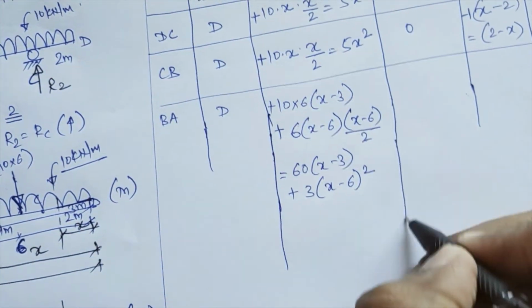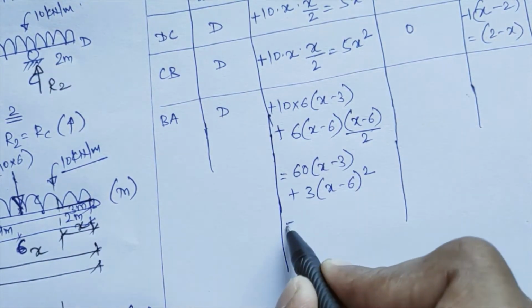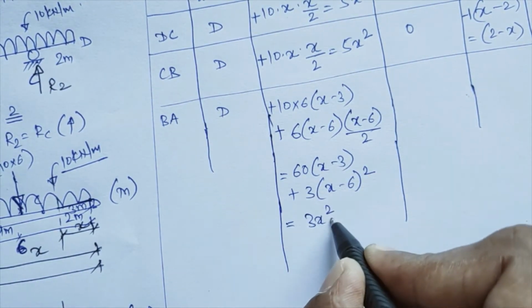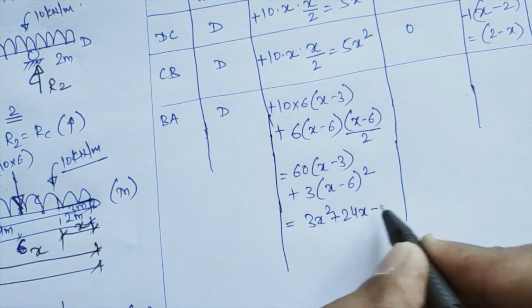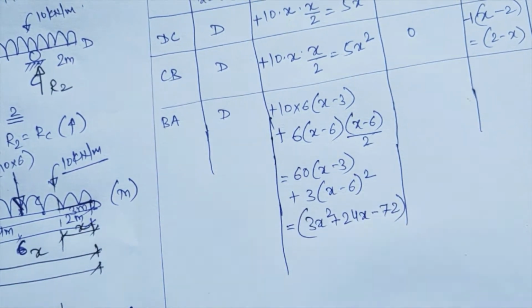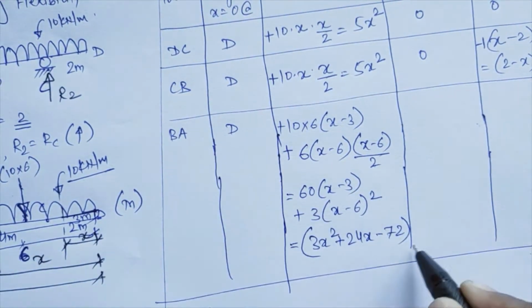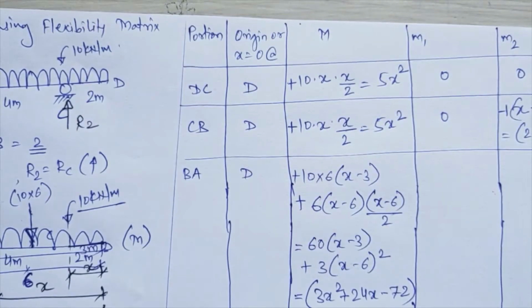Okay, so if you simplify this by squaring this term, I'll get the final answer as 3x square plus 24x minus 72 over there. So that will be your obtained moment in your capital M diagram.